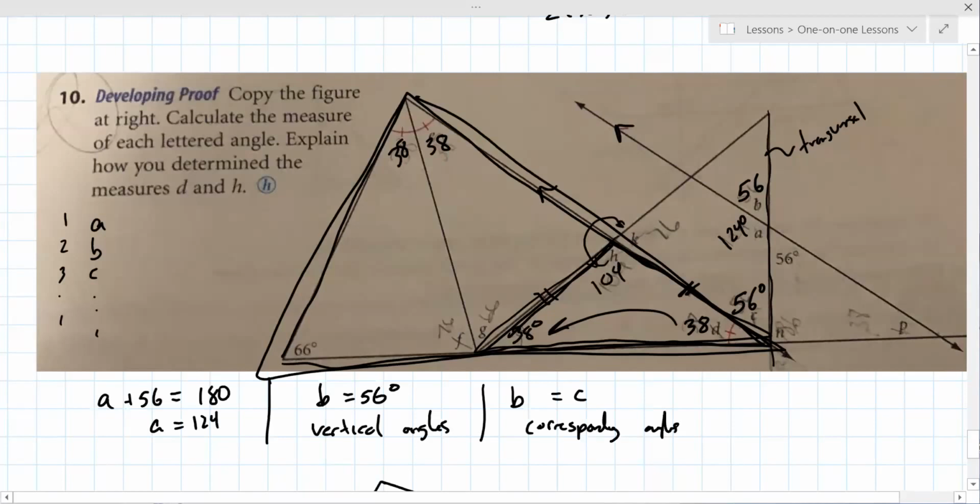If you find this angle K, that means this is also angle K. That's 76. And then you have another triangle here where these have to add up to 180. So that's how they came up with 66 for that. And then same thing here. These have to add up to 180. So that's how they came up with 76 for that. Okay.